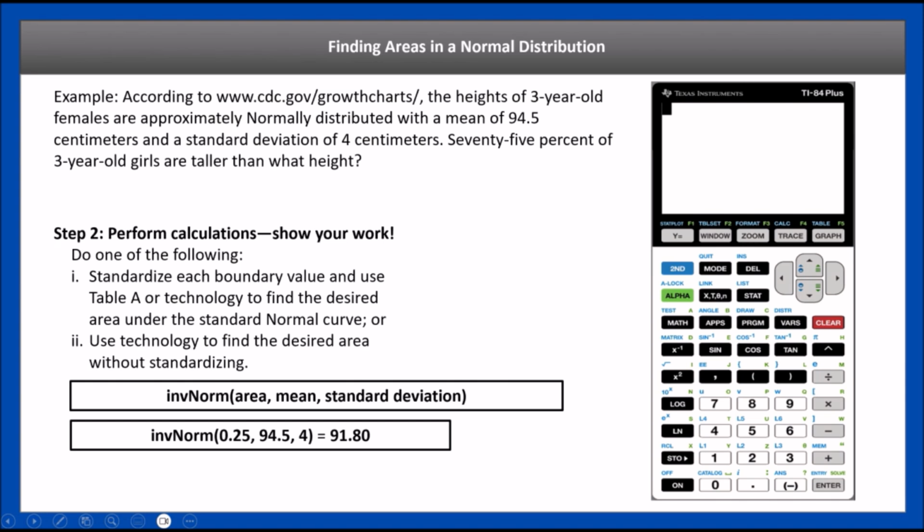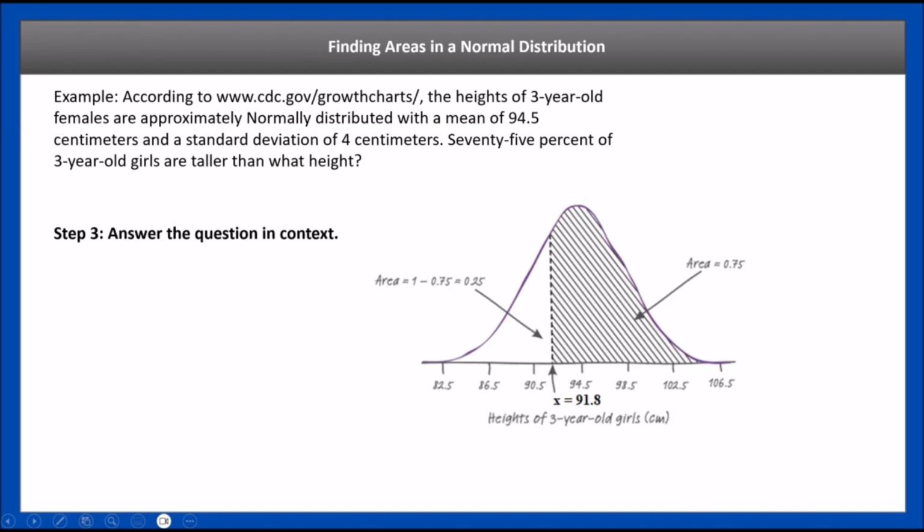Okay, so we've shown you essentially two ways to do this. If we go ahead and interpret, we'll show you this on the calculator. We go second vars, we go down to inverse norm, and we provide our area of 0.25. This time we replaced the mu of 0 with 94.5, and we replaced the sigma with 4. We paste the results and enter. Of course, we're just showing you how the function looks. And then 91.8-ish is my answer. So our x value is now 91.8. That's what gives us the area of 25% on the left, 75% on the right. So our answer is that about 75% of 3-year-old girls are taller than 91.8 centimeters.